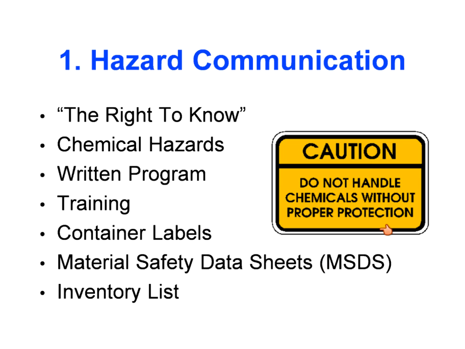Fifth is about container labels. Then material safety data sheets. We call it MSDS, that is material safety data sheets. And the last is about inventory lists.